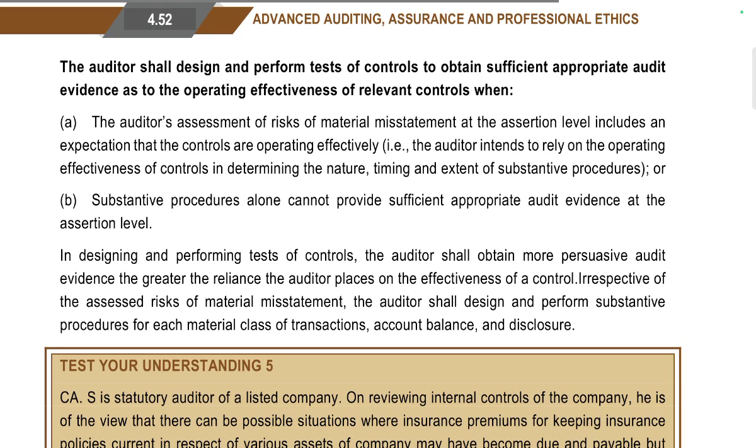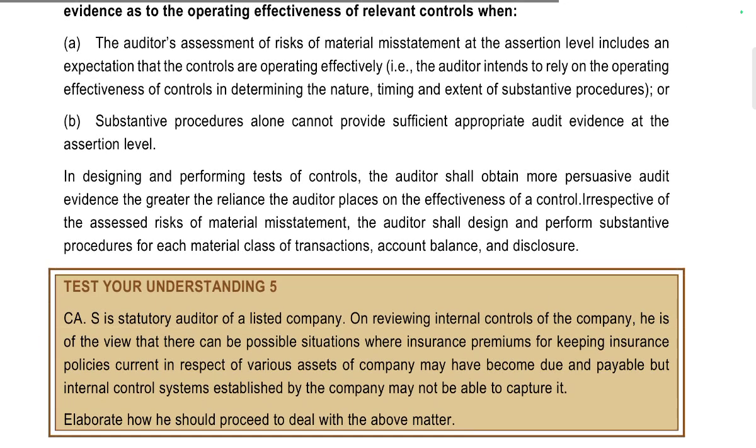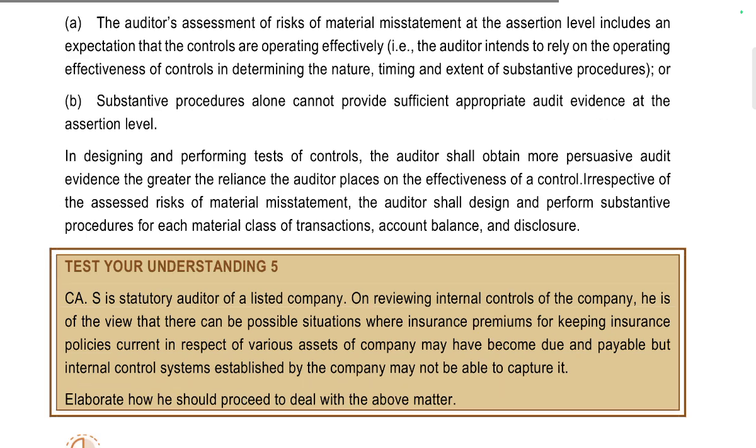Auditor shall determine and perform tests of control to obtain sufficient appropriate audit evidence as to the operating effectiveness of relevant controls. When the auditor's assessment of risk of material misstatement at the assertion level includes an expectation that the controls are operating effectively, or the auditor intends to rely on the operating effectiveness of controls in determining the nature, timing, and extent of substantive procedures, or substantive procedures alone cannot provide sufficient appropriate audit evidence at the assertion level.